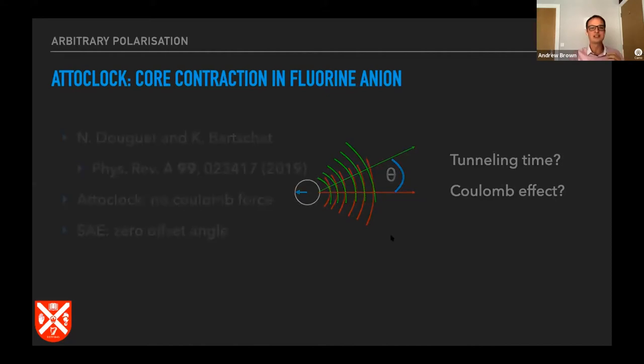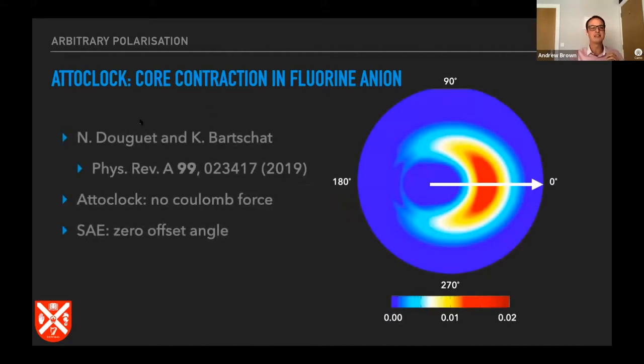And so we decided to get involved in this debate because there was a paper in 2019 by a friend of ours, Klaus Bartschat, and his colleague, Nicholas Douguet, talking about doing the attoclock scheme for negative ions. And in particular, they address fluorine minus. The motivation for this is that if you have a negative ion, your outgoing electron will now be moving in the potential of a neutral. Once you detach that electron, the fluorine neutral is left there. And so in principle, this should eliminate the Coulomb force from your considerations, and this should then give us a clear indication of what's actually going on with these offset angles.